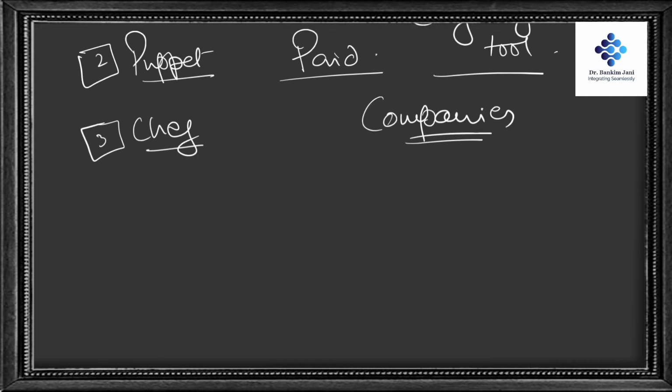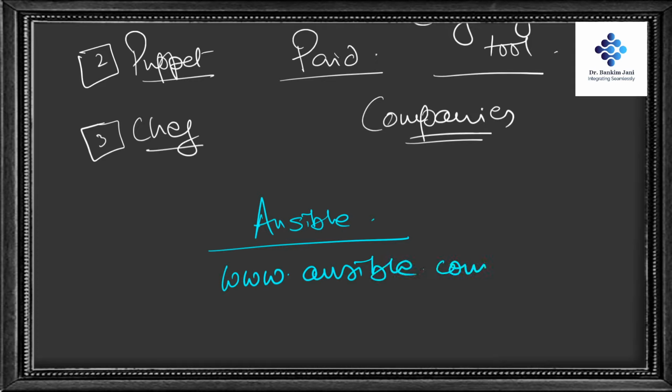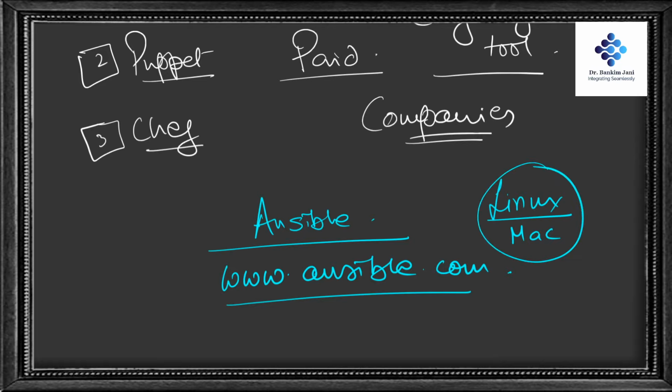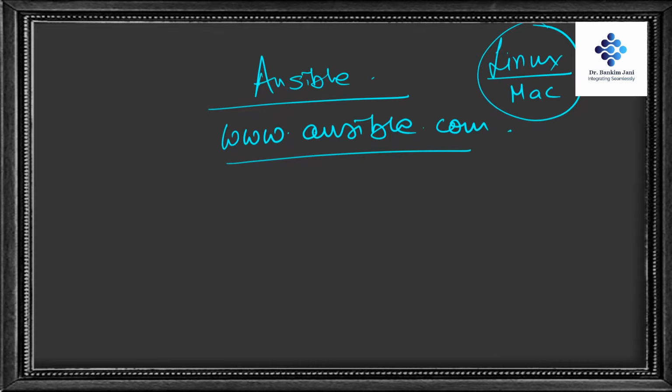But many times their product is so good that the product is identified by the name of the company. That is what really happens. So in case of Ansible, it is www.ansible.com. Now they make several products. This is Linux based. It is Linux based and it is Mac based. This particular product for network management is available for Linux or Mac.